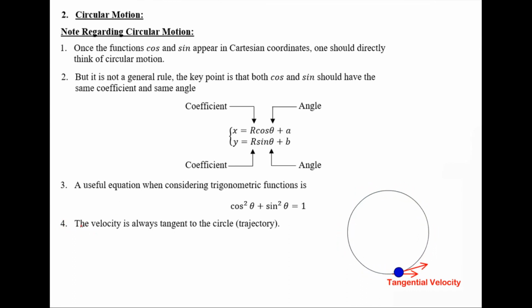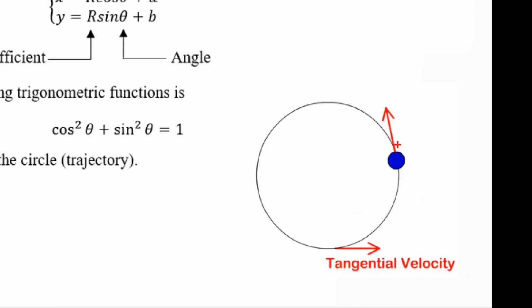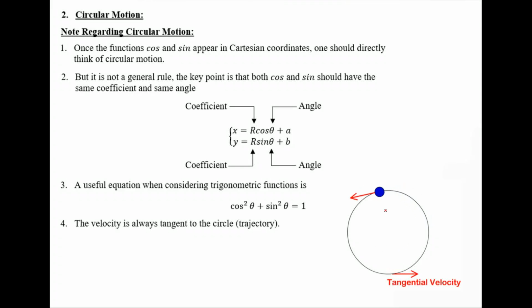Note 4: the velocity is always tangent to the circle, which is the trajectory. We have said previously that the velocity is always tangent to the trajectory, and here, because we're talking about a circular trajectory, we can notice in this animation that across all points the velocity is tangent to the circle, and this object is rotating counterclockwise.